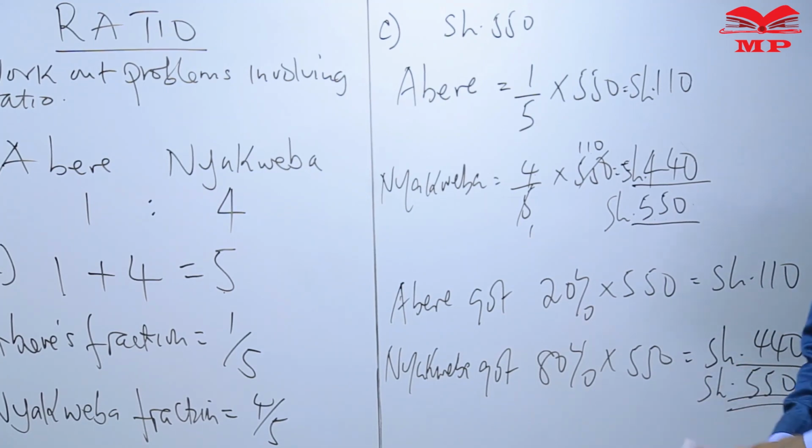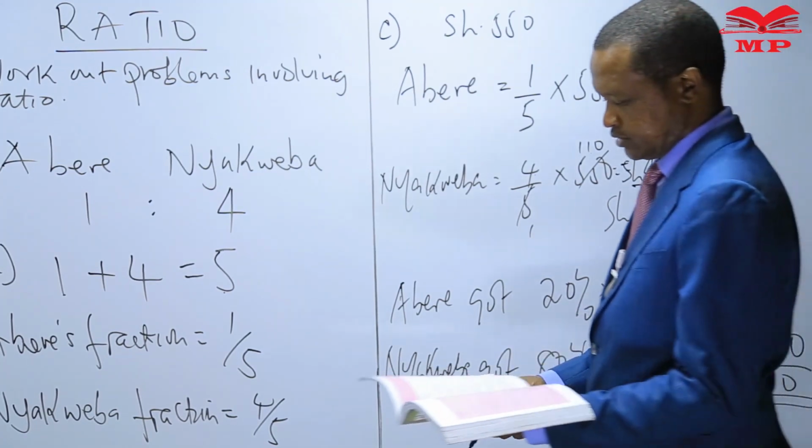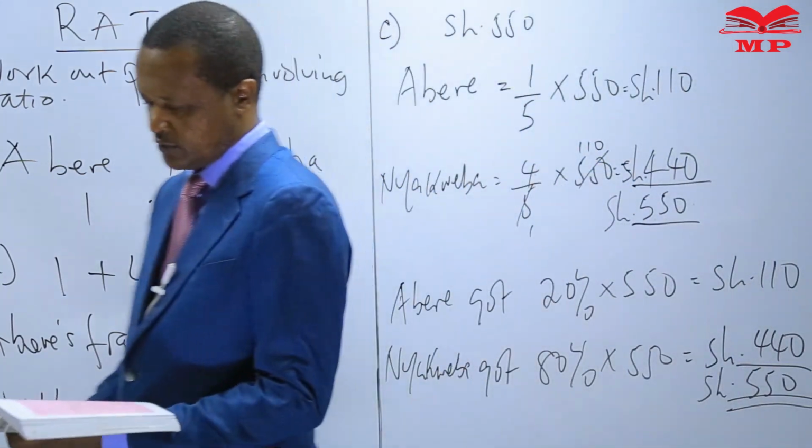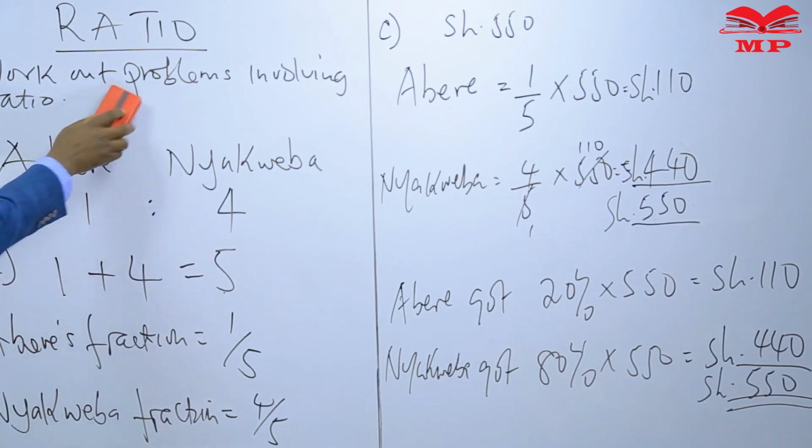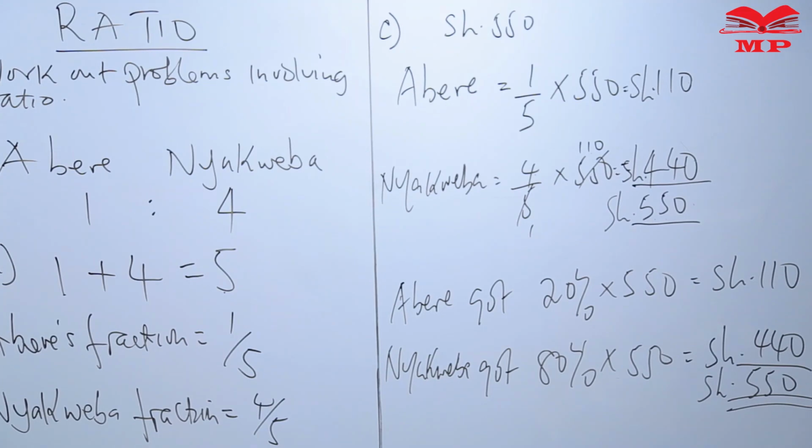So that is the exercise we have done, Abere and Nyakweba. That is number 4, exercise 111. We can try another exercise just to help us learn how to work out problems involving ratios.